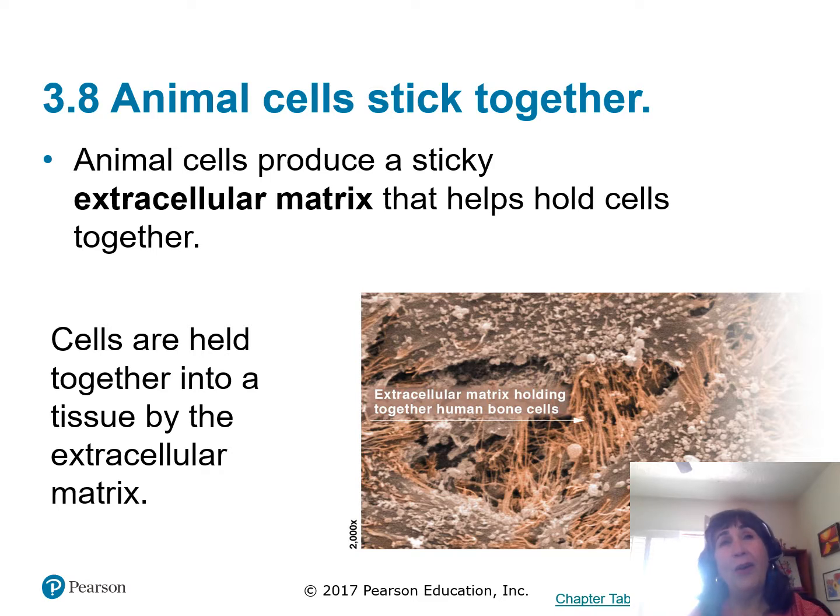Animals also have an extracellular matrix. They may not have a cell wall, but they do have an extracellular matrix, and that helps hold cells together, and it also helps signal and recognize other cells. So cells are held together into a tissue by an extracellular matrix.